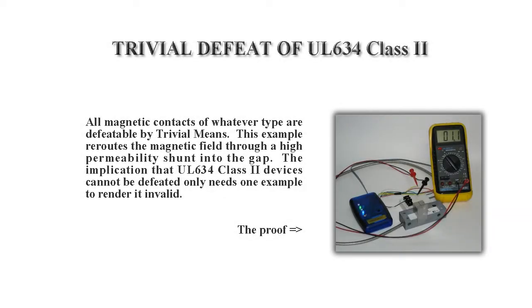All magnetic contacts of whatever type are defeatable by trivial means. This example reroutes the magnetic field through a high permeability shunt into the gap. The implication that UL 634 Class II devices cannot be defeated only needs one example to render it invalid. Here is the proof.